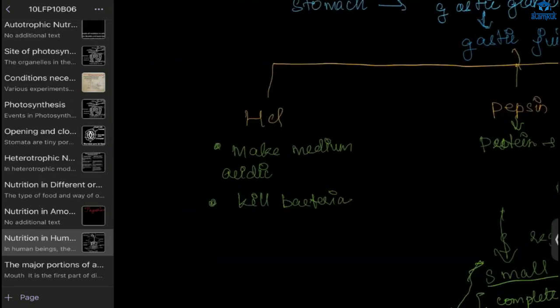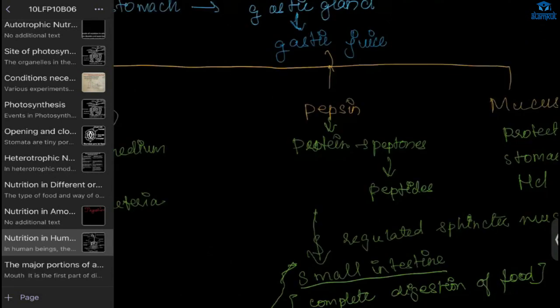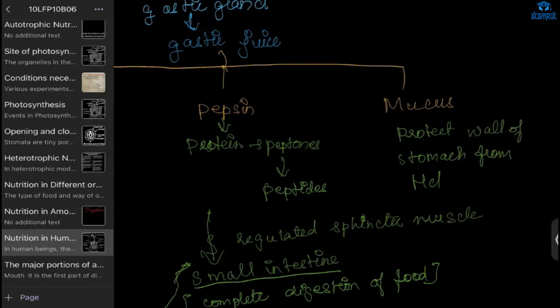Okay, before that, for this pepsin to act, it won't act unless the environment is acidic. That stomach is acidic. So HCl must be there. HCl makes the medium acidic, and also it will kill bacteria. So the pepsin will act, and the protein will be getting converted into a simpler form. Okay. Then the mucus, what will it do? It will protect the wall of the stomach from HCl.